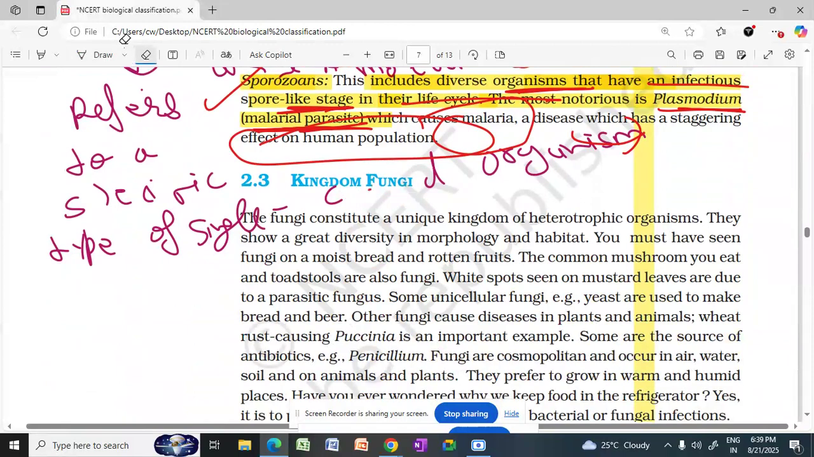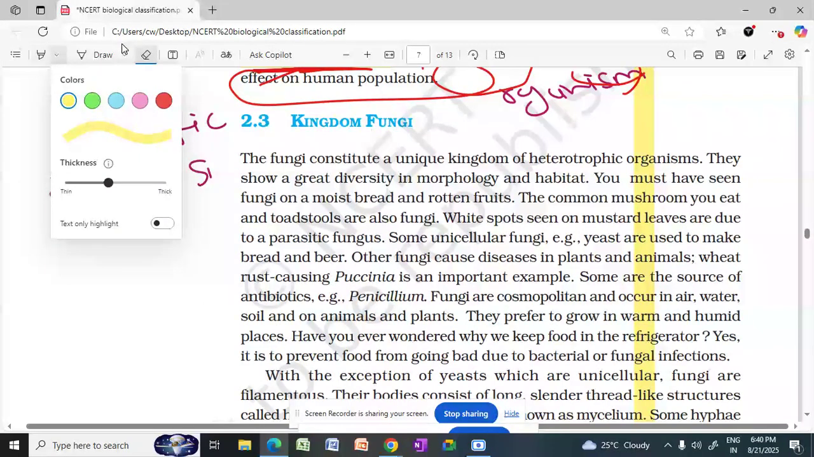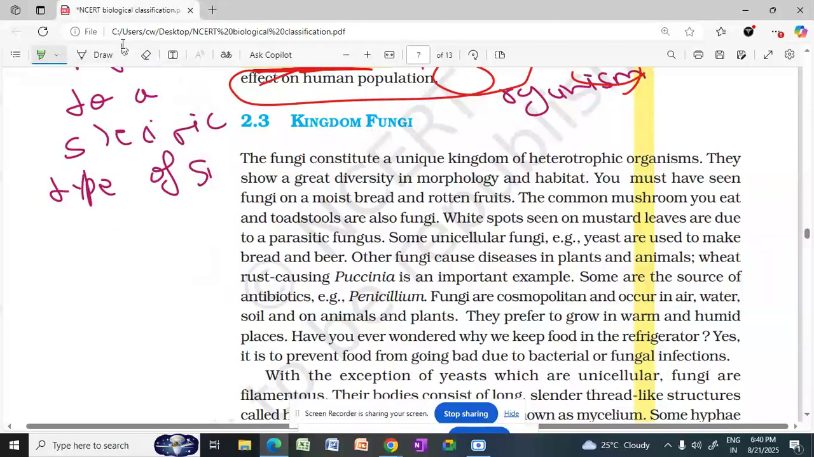Next is kingdom fungi. The fungi constitute a unique kingdom of heterotrophic organisms. They are heterotrophs. They show a great diversity in morphology and habitat. Morphology means based on the external features. So externally, wide diversity, which means a wide variety is there. So the fungi constitute a unique group of heterotrophic organisms, with great diversity in their morphology and habitat.